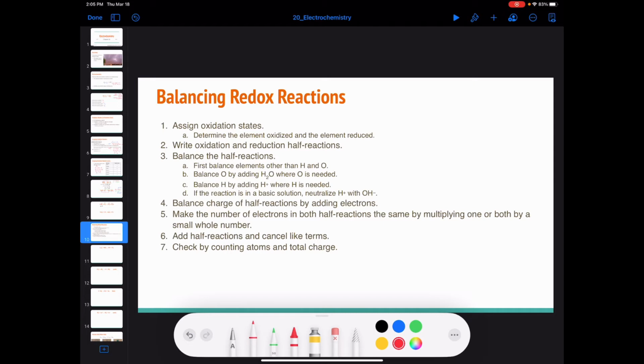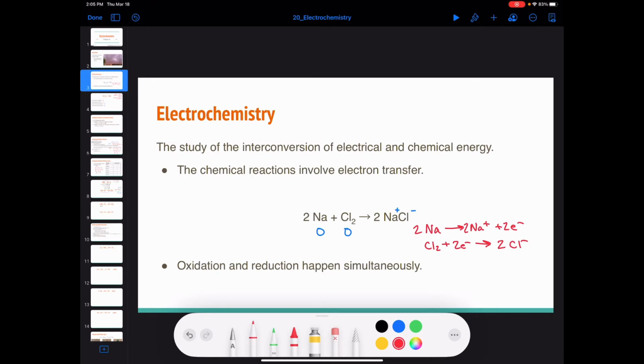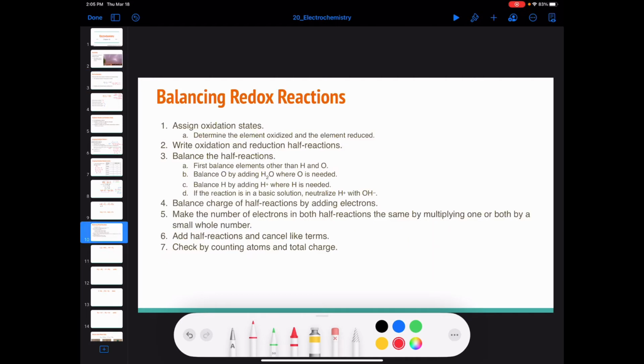All right, so the first thing is assign oxidation states. Determine what's being oxidized and what's being reduced. This isn't technically necessary. You can do it without determining what's oxidized and what's reduced, but it's a nice way to check yourself. We'll see how to do that in just a second. We're then going to write what are known as half reactions. I kind of showed you that way up here at the beginning, right? These are technically known as half reactions. We're looking at the oxidation half and the reduction half of our overall reaction.